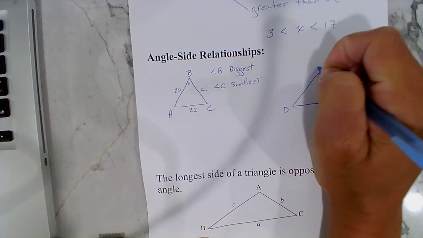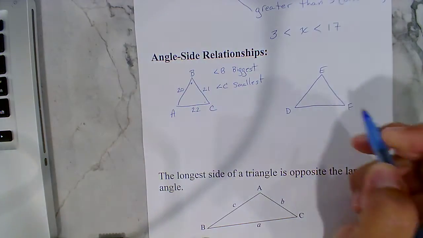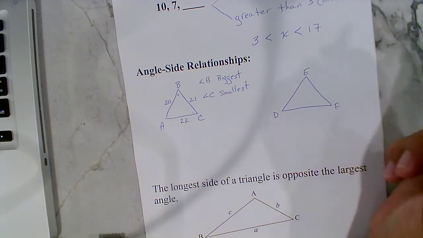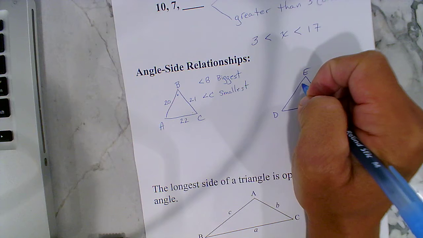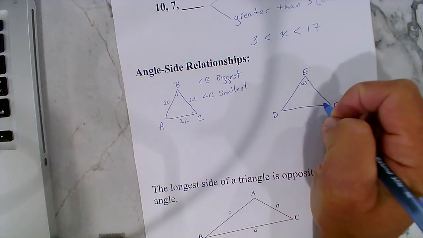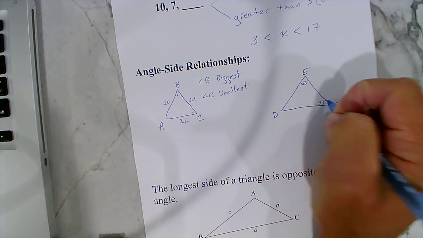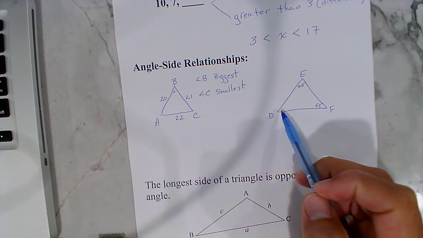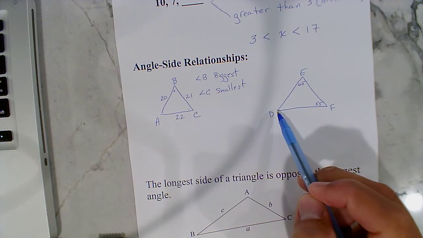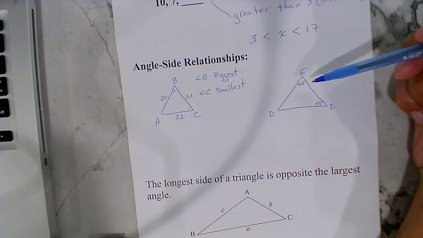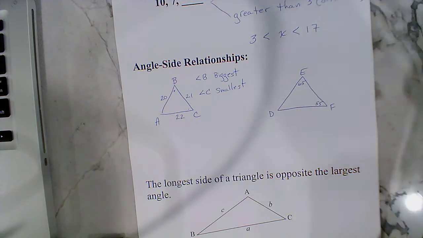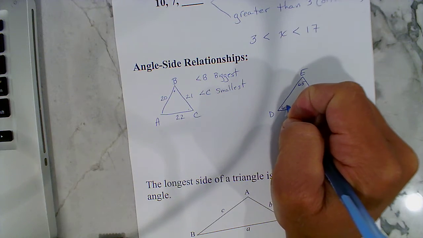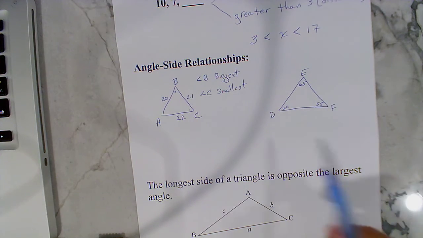Here we'll go with DEF. Now I'm going to do it in reverse. Now I'm going to give you the angle measurements. So let's say this guy here was 65. This guy was 55. Now really, I don't have to tell you the third one because you know the three angles of a triangle add up to 180. You can sit there and go 65 plus 55 is 120. Subtract from 180 and say that means this last guy's 60. But I'm going to give it to you.